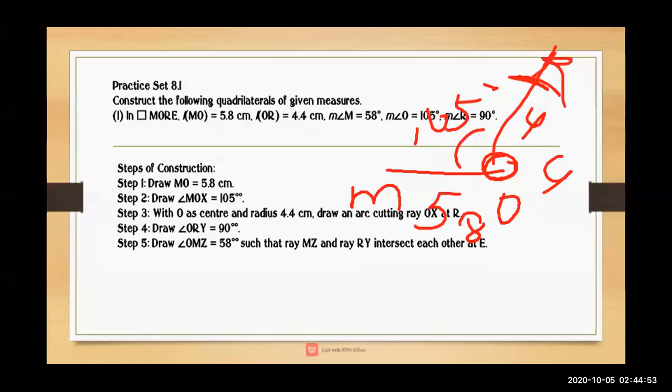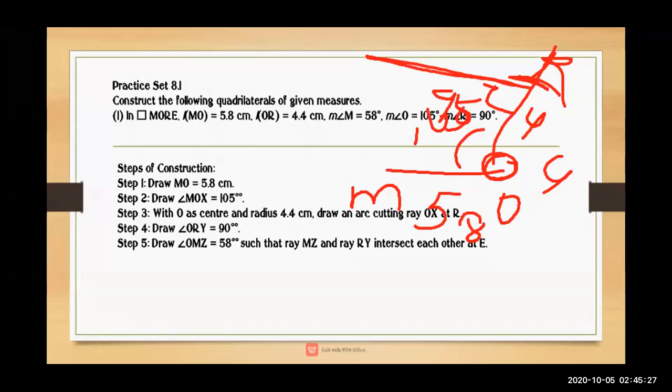Then next, they told us that angle ORY is equal to 90 degrees. Now for ORY, here is R, here you will put your protractor and take 90 degrees. Then it will be constructed like this. You have to take 90 degrees and write 90 degrees over here.